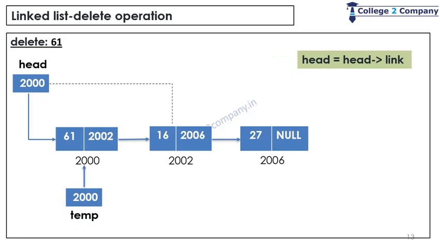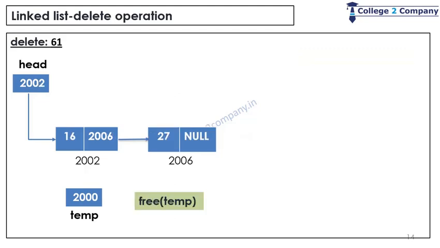As head is pointing to the first node, we update the value of the head pointer. The head is equal to head's link. Head's link is the value of the address which the first node stores. It is 2002. Now the head pointer is pointing to the second node in the linked list. Now temp is pointing to the first node. We are going to delete the temp from the linked list. Now we are remaining with the two elements.